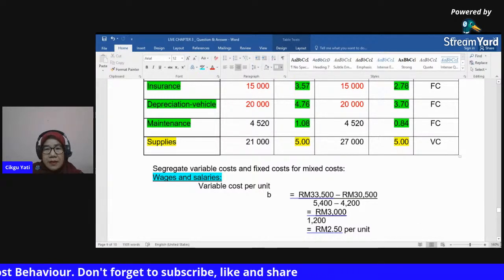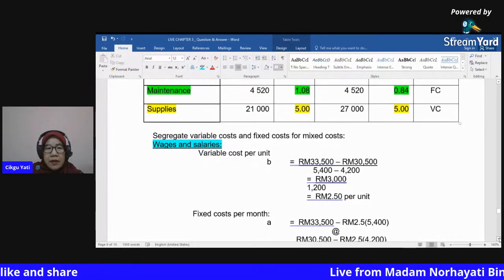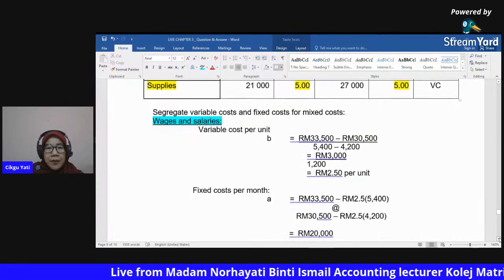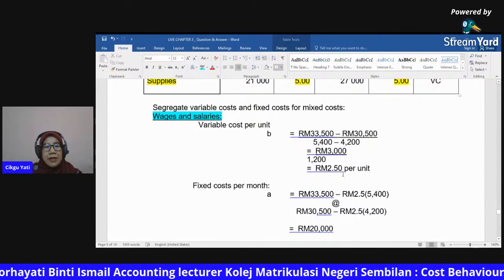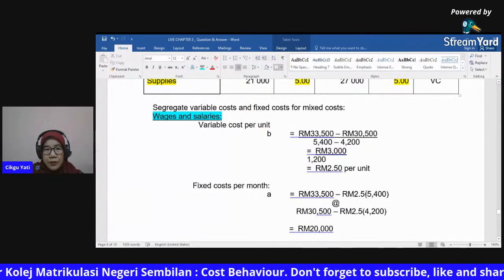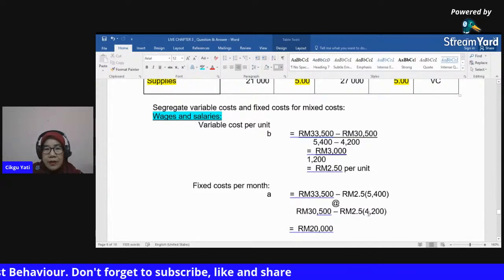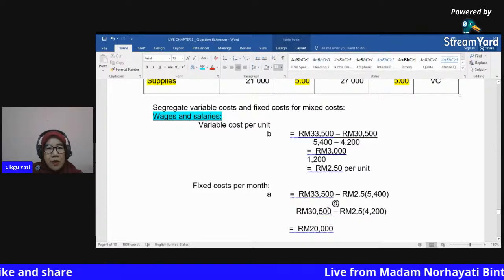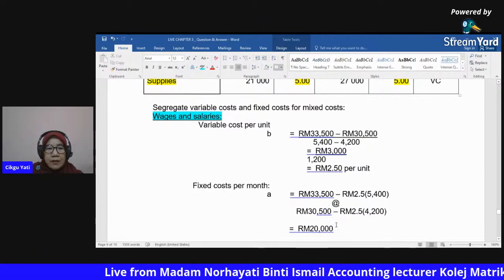The second step, you must substitute the variable cost into the cost function y equals a plus px, where p represents the variable cost per unit. For this step, you can take either the highest unit with the highest cost or the lowest unit with the lowest cost, and your answer for fixed cost remains the same: RM 20,000.